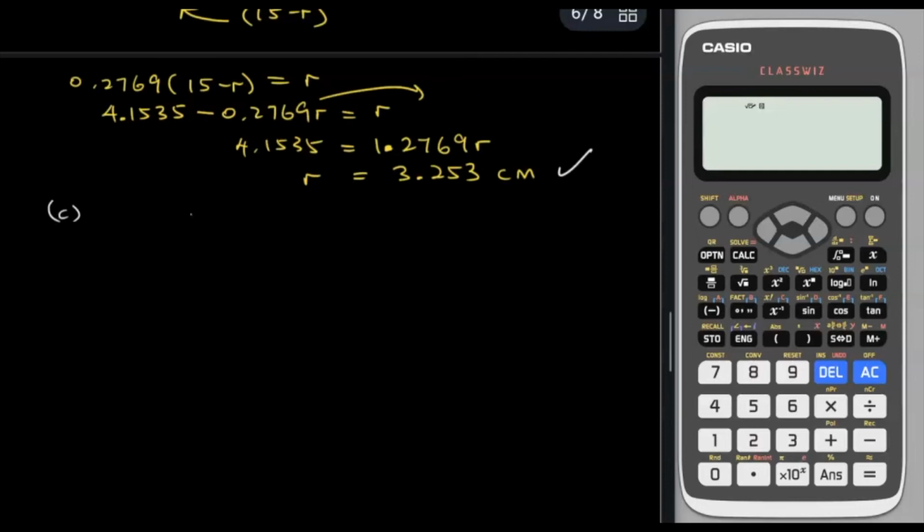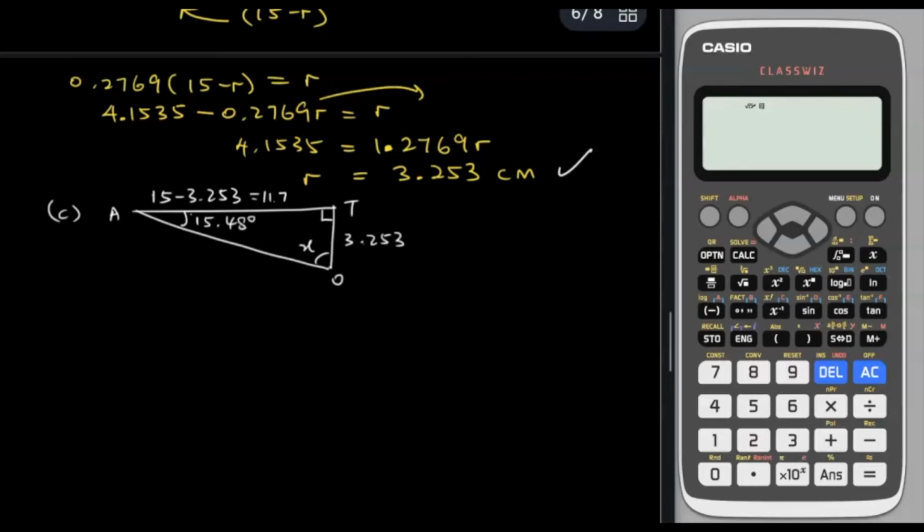Yep, so let me draw this triangle. This is a right angle triangle. This is O, this is T, and this is A. This angle we already found just now is 15.48 degrees. This is the angle X that we need to find, and this radius is 3.253 that we found just now. Then this will be 15 minus R, so 15 minus 3.253, which is 11.747.